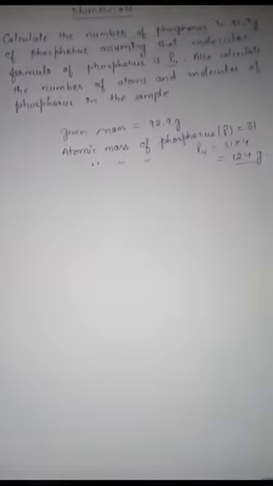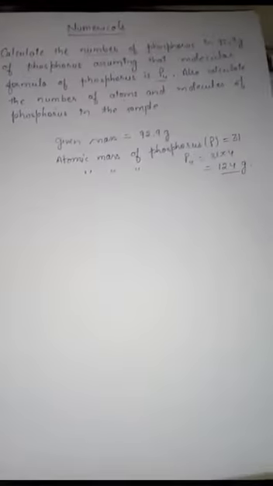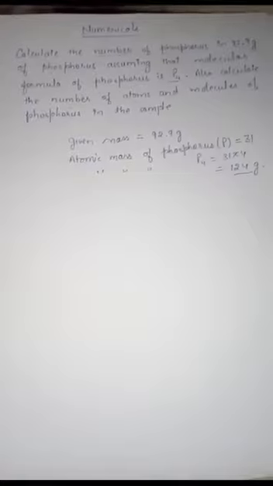Numericals which will be based on mole concept. So the first numerical is: calculate the number of moles of phosphorus in 92.9 gram of phosphorus, assuming that the molecular formula of phosphorus is P4. Also calculate the number of atoms and molecules of phosphorus in the sample.